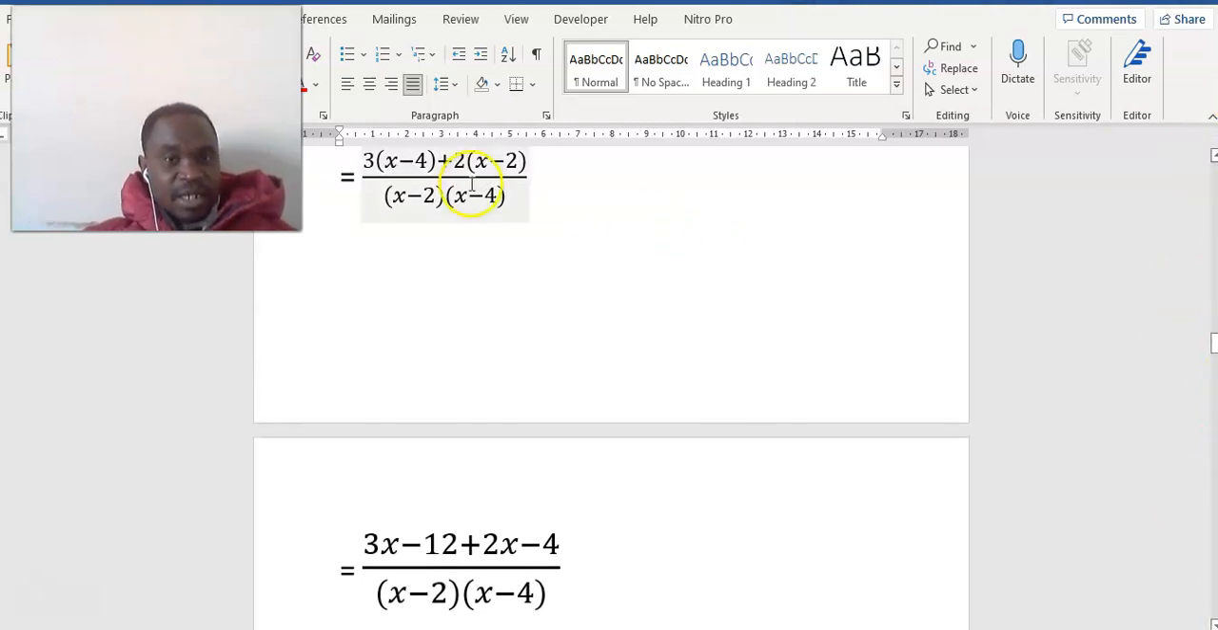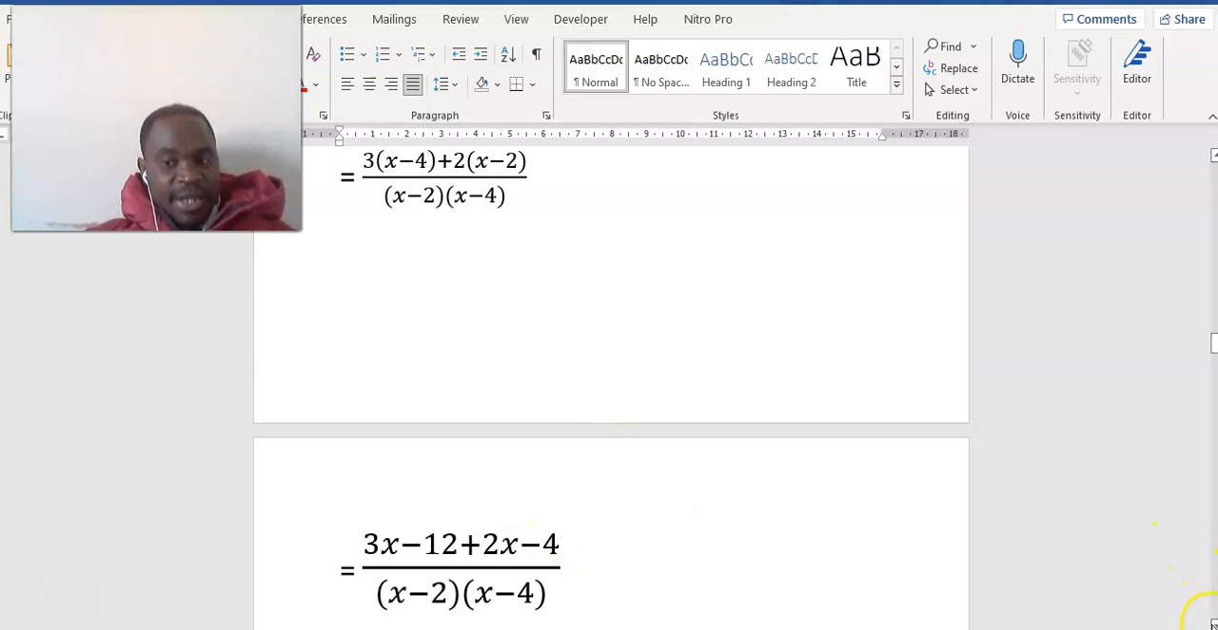Then we need to expand. So 3 times x, I'm going to give you 3x. 3 times negative 4 is going to give you minus 12. 2 times x is going to give you 2x. Remember there is 1 in front, né? 2 times 1, so it's 2, then you bring the x. Then 2 times negative 2 is negative 4.